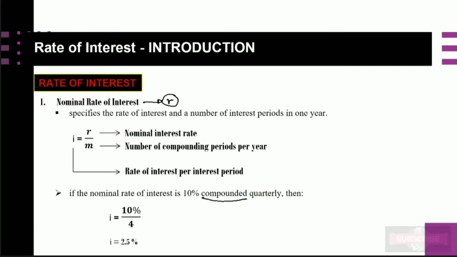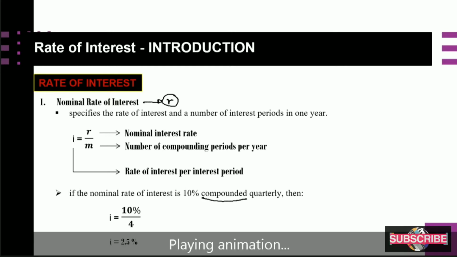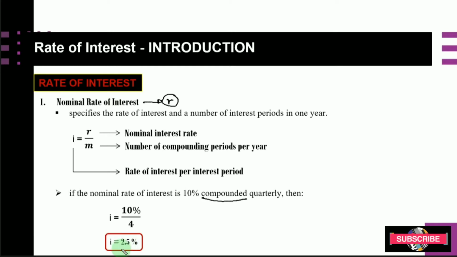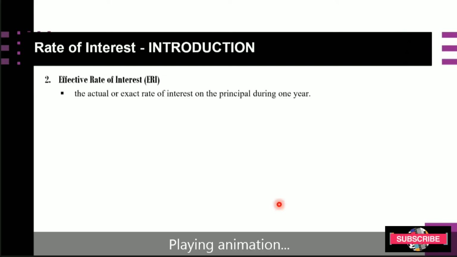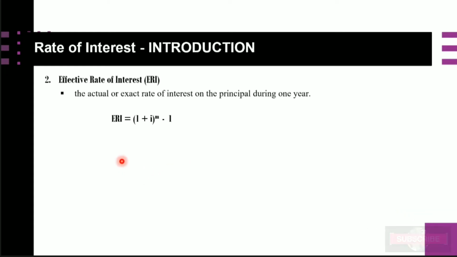Okay? So 10% divided by 4 is simply equal now to 2.5%, your i. Okay? So that's basically the nominal rate of interest. And then we will proceed to our second type, which is the effective rate of interest, or we call it ERI. So by definition, it is the actual or exact rate of interest on the principal during 1 year.